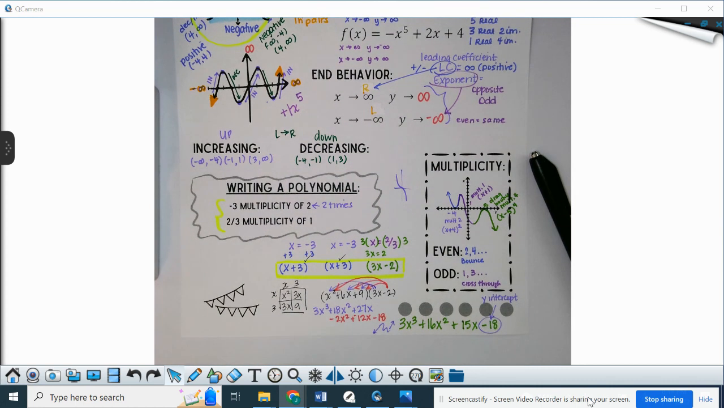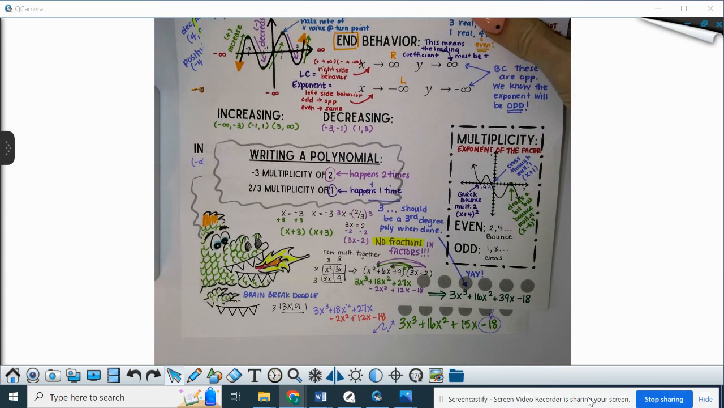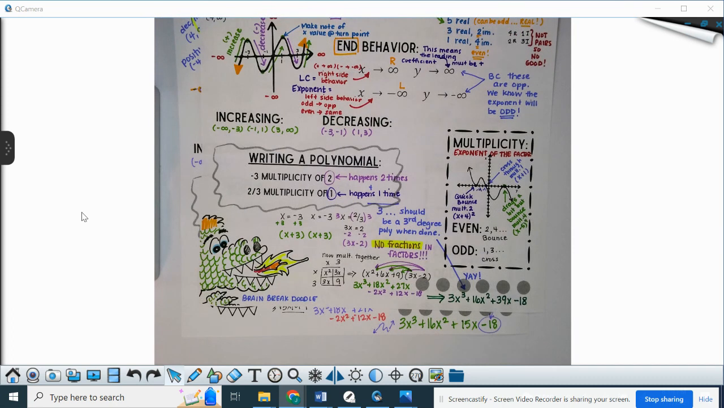These guys over here are just for a brain break. I turned mine into a dragon on my first copy, my nice neat first copy. So hopefully you come up with something creative and fun to draw on there.